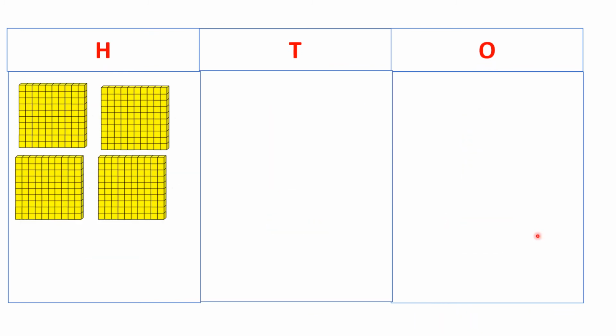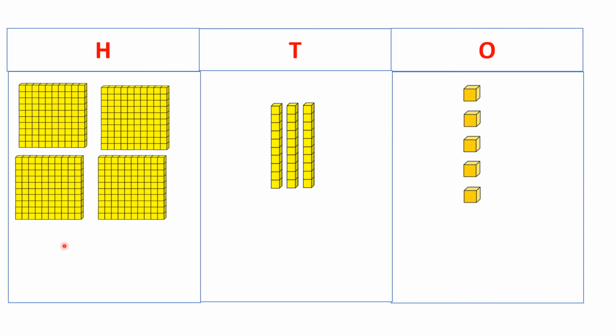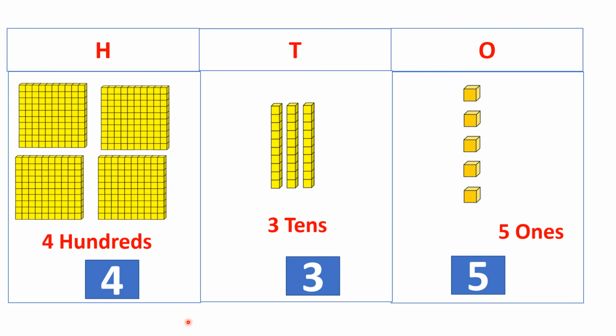Now we'll consider one more example. How many hundreds here? 4 hundreds. How many tens are there? 3 tens. How many ones are there? 5 ones. Therefore the number is 435. What does it mean? 435 consists of 5 ones, 3 tens and 4 hundreds. So the place value of 5 is 5 ones which is equal to 5, 3 is 3 tens which is equal to 30, and the place value of 4 is 4 hundreds which is equal to 400.